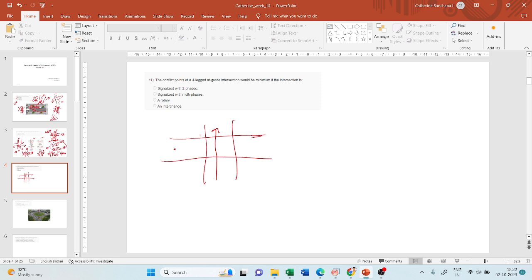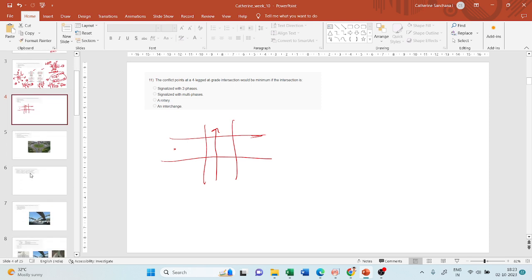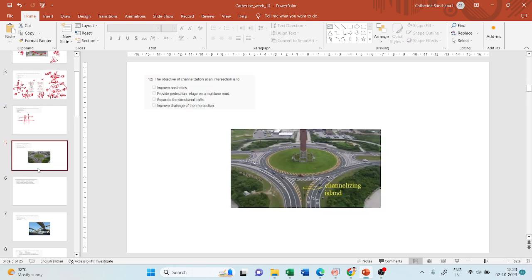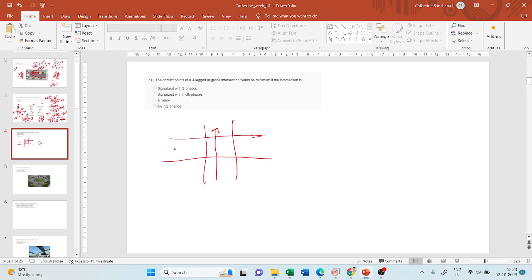So for this problem you will need an idea about conflict points and phases. Did we see any problem on the number of conflict points last time? Does anyone remember? I remember having the problem, but I don't know if I discussed that with you.